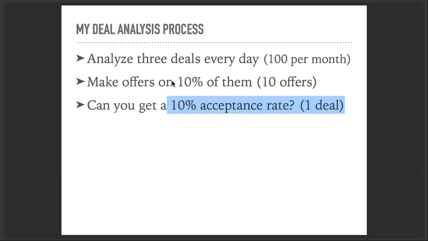Now, maybe you're going to be a little different. Maybe you're going to analyze 1 deal a day and you're going to make offers on 50% of them and you're going to get 5% of your deals accepted. It doesn't matter what your numbers are. The point is, do you have a process that you work? Are you analyzing deals every day?